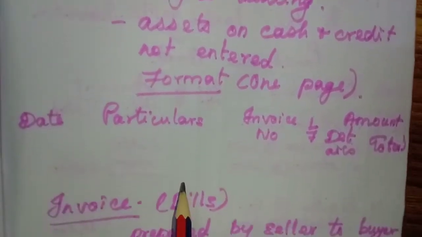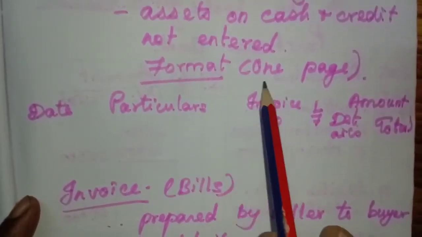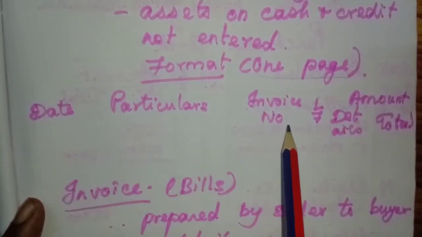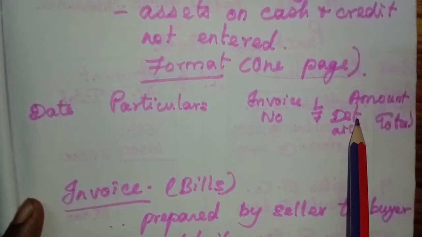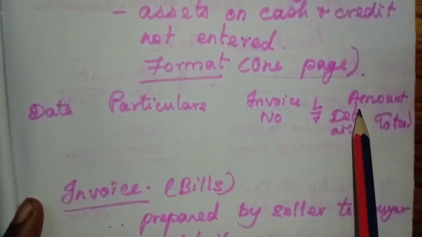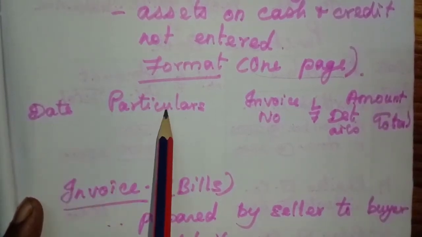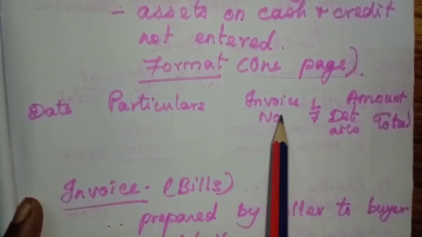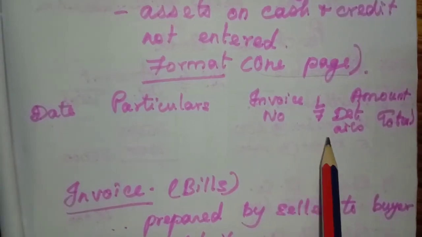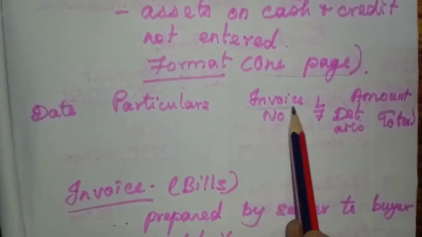Now we will see the format. What is the format? Here you have to use only one page in the notebook, with around 5 columns. The amount takes 2 columns, which I consider as 1. First date, then particulars. Before LF we have one more column, invoice number. Here you should know what an invoice is.